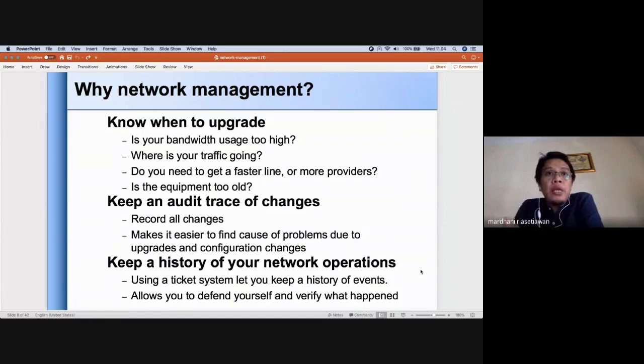Yeah. And then keep a history of your network operations. So we need to defend ourselves and verify what happened in the network operation. So it's very important for us to keep a history of network operations. You can imagine that the network management side is like the big data part of the computer network, because we collect all the history of the traffic and network operation and so on.